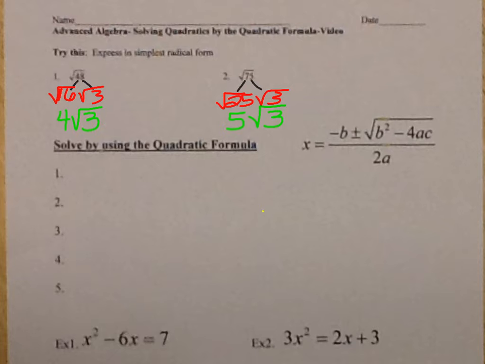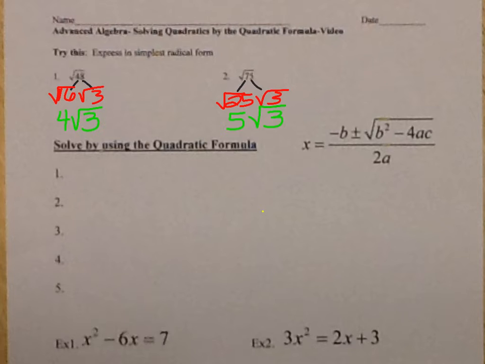All right, so let's take a look at the quadratic formula. The quadratic formula is x equals negative b. So what this means, it's the opposite of whatever your b value is. Plus minus, and the reason why it's plus minus is because you have a square root. And under the square root is b squared minus 4 times a times c, and that's all over 2a.